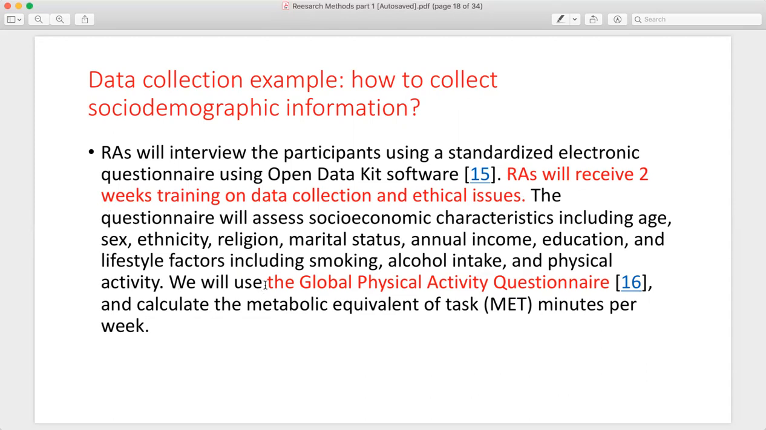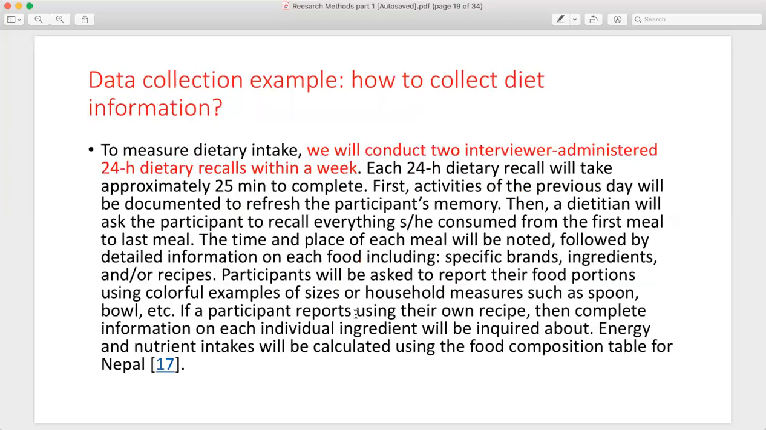And then we are also using a specific questionnaire, the Global Physical Activity Questionnaire. Whenever you mention a specific validated questionnaire, you always want to give the reference of that: the reference of the article that is reporting the development or validation of that particular tool. And then we said that we would calculate the MET-minutes per week using that tool.